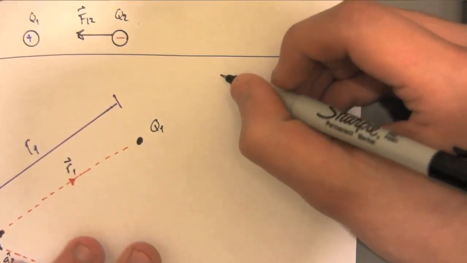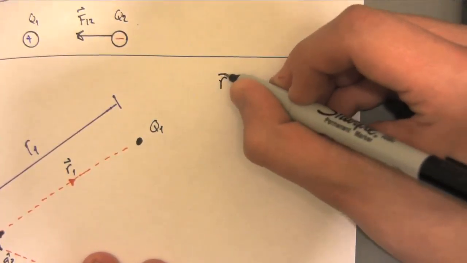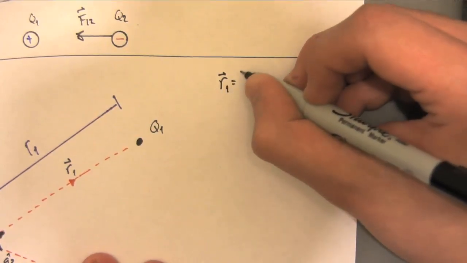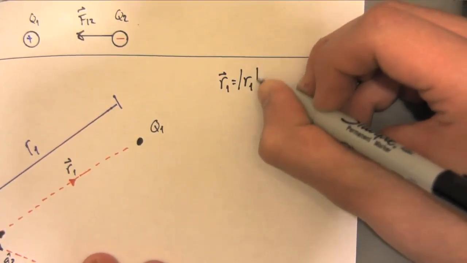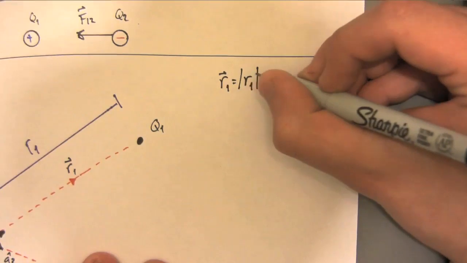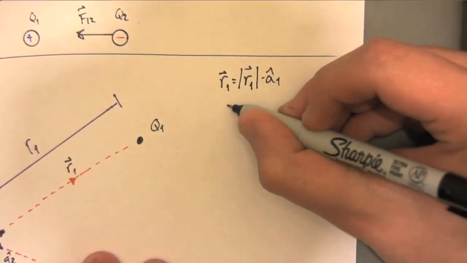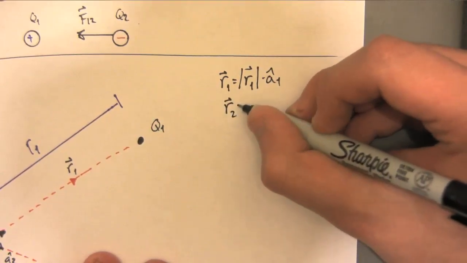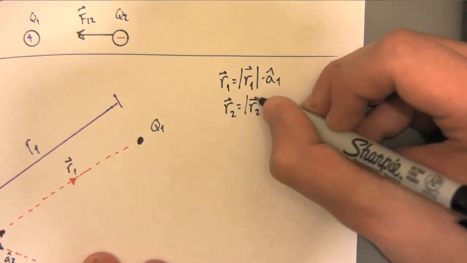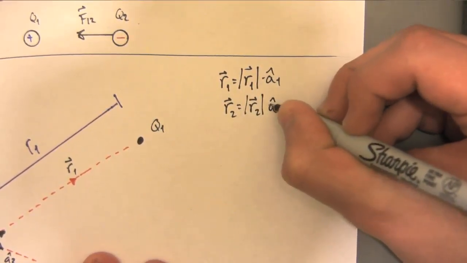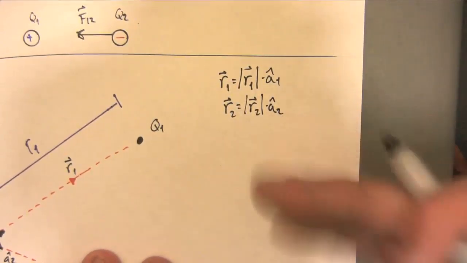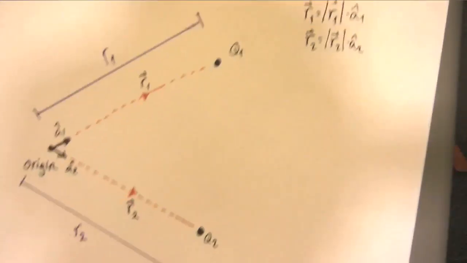In which case, let me go ahead and write this up here, just to be explicit about it. R1 is equal to the actual magnitude times the unit vector in that direction. R2 is equal to the magnitude of R2 multiplied by some direction, a hat 2, which is exactly what we defined here.